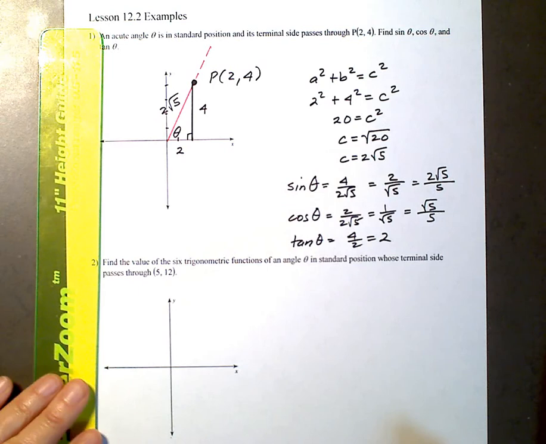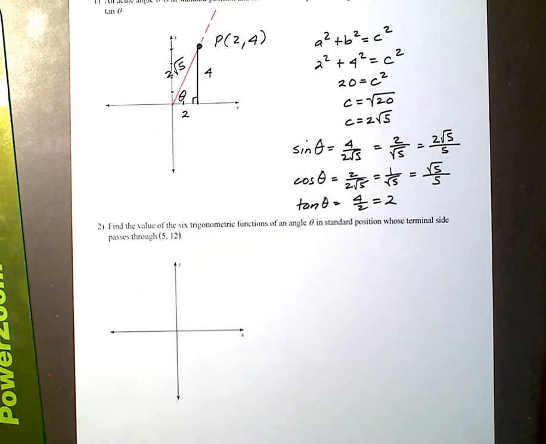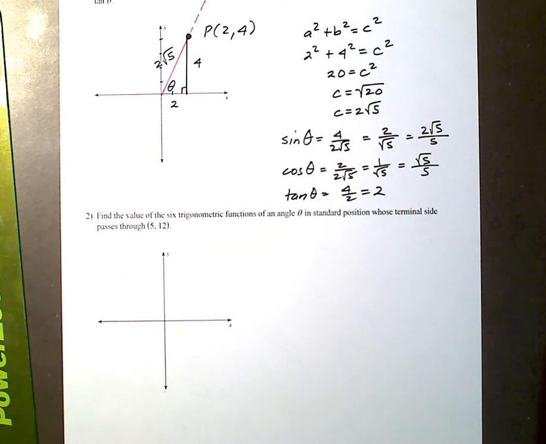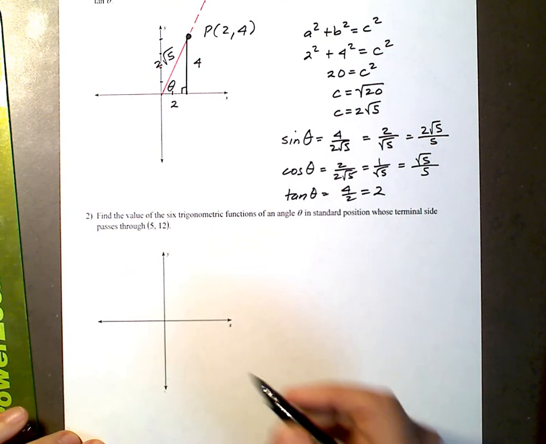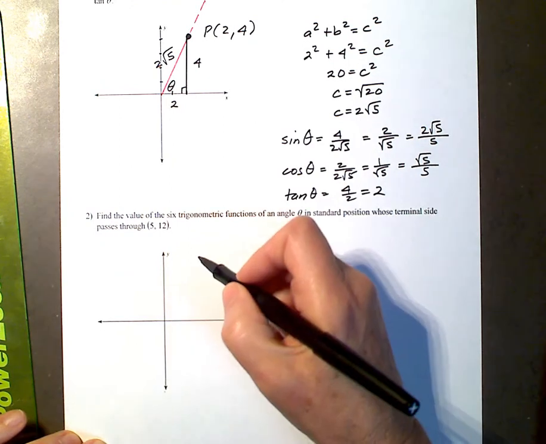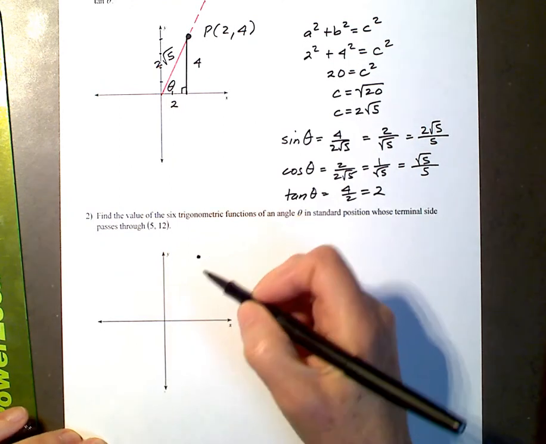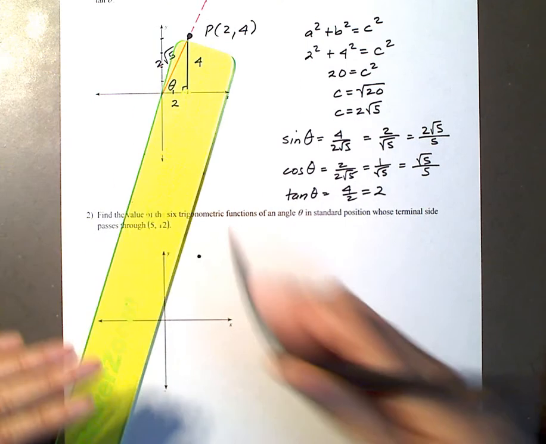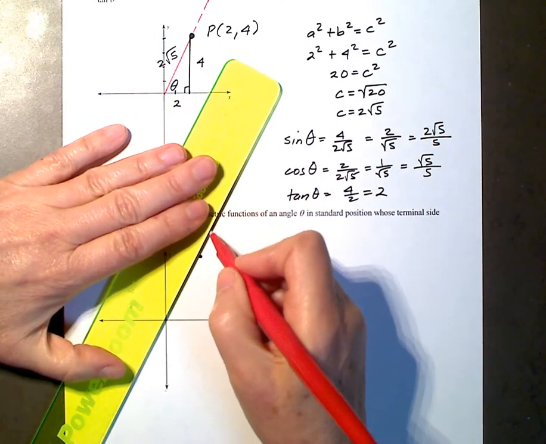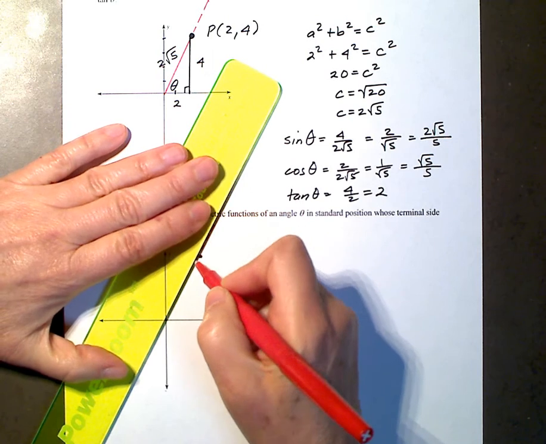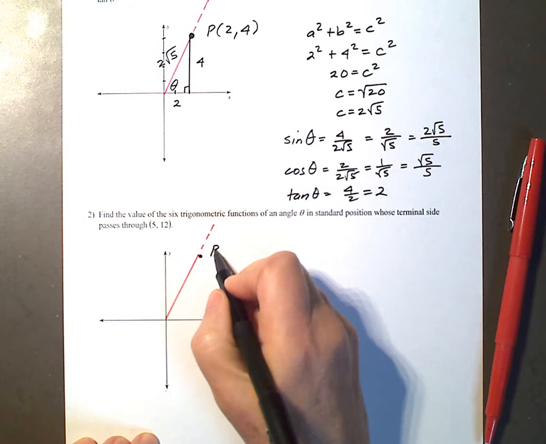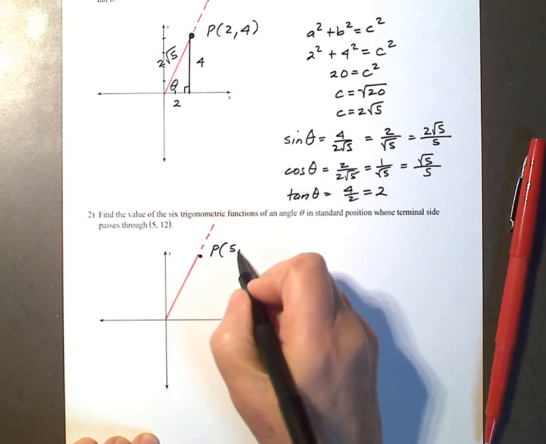Okay, so then we'll do something similar in number 2. We're supposed to find the value of all 6 trig functions if the terminal side passes through 5, 12. So I'm just going to make a little sketch. I'm going to go like about 5 over and about 12 up. And this will be the terminal side of some angle that opens up. It's an acute angle opening up in quadrant 1. So the point is 5, 12.